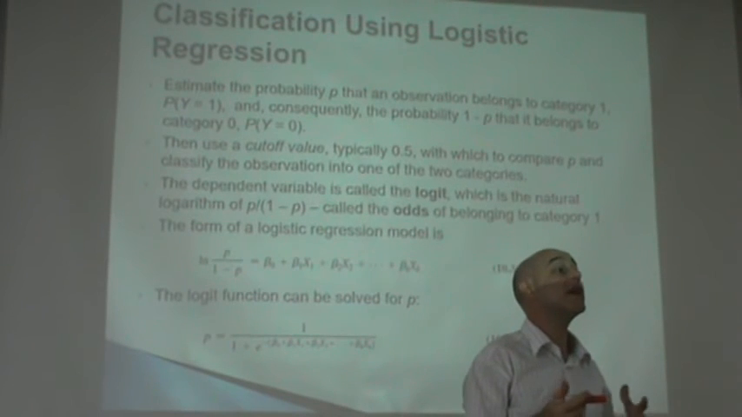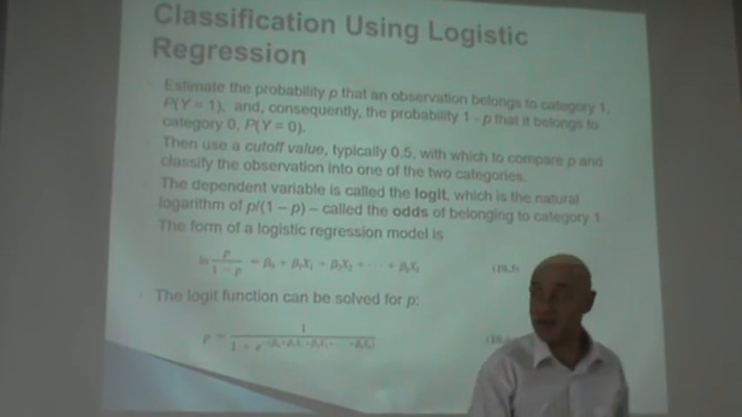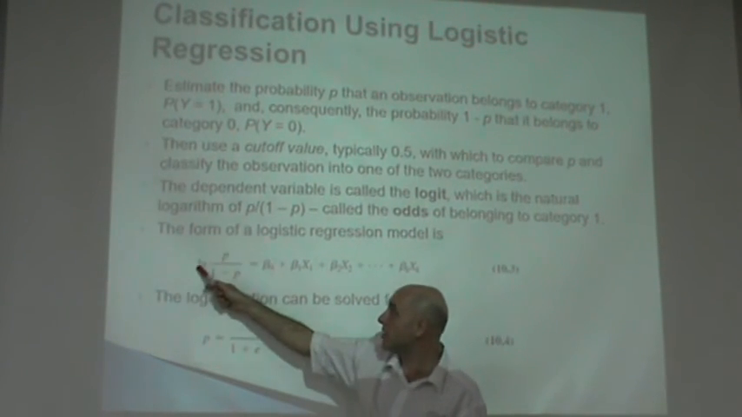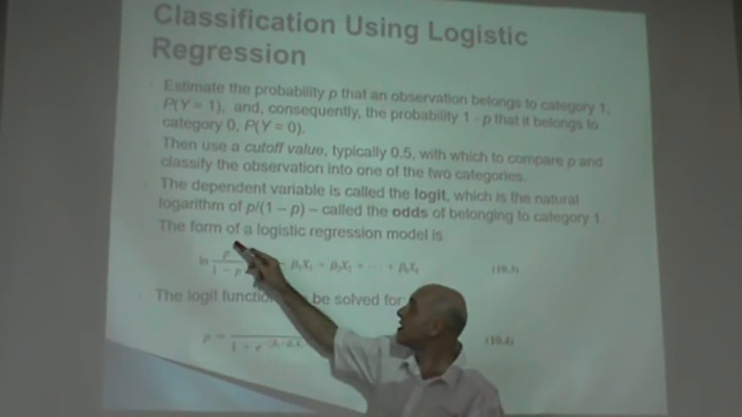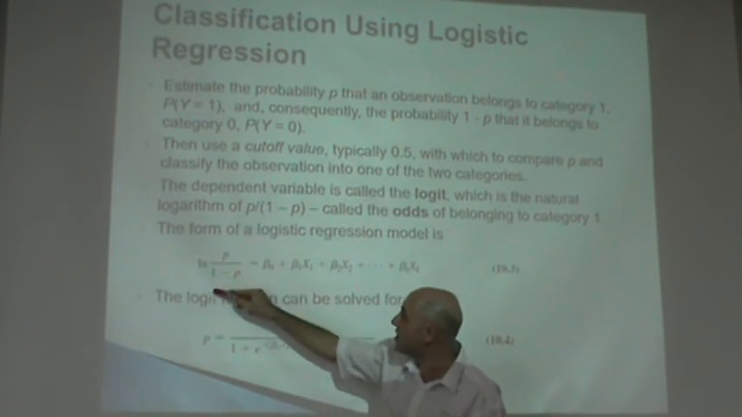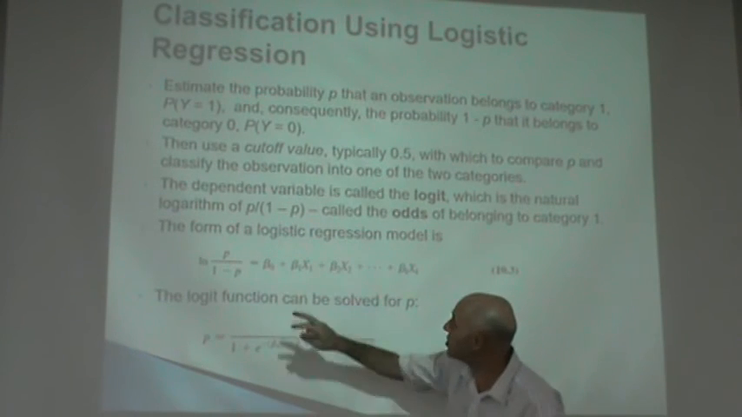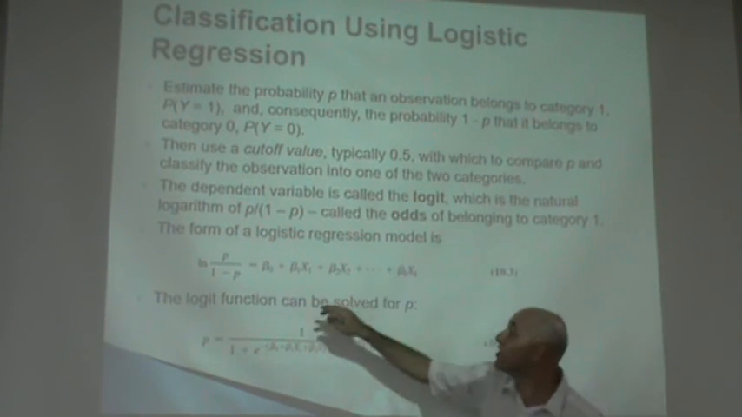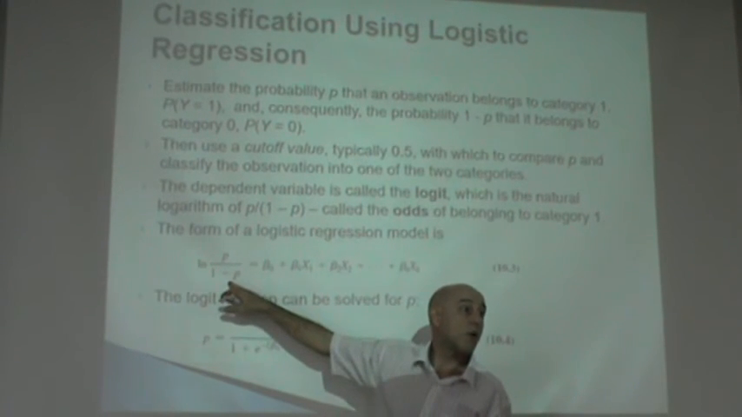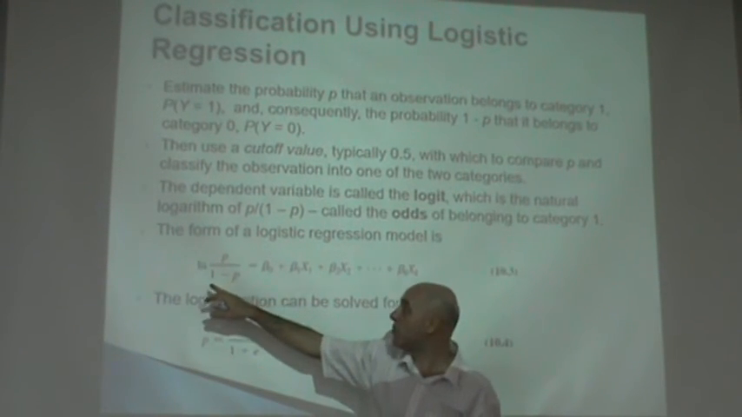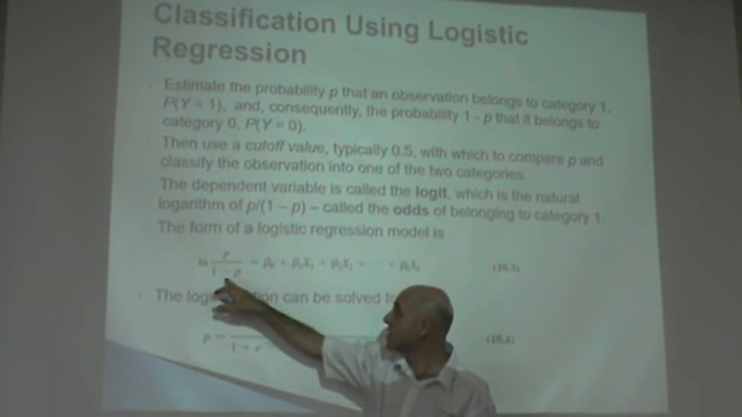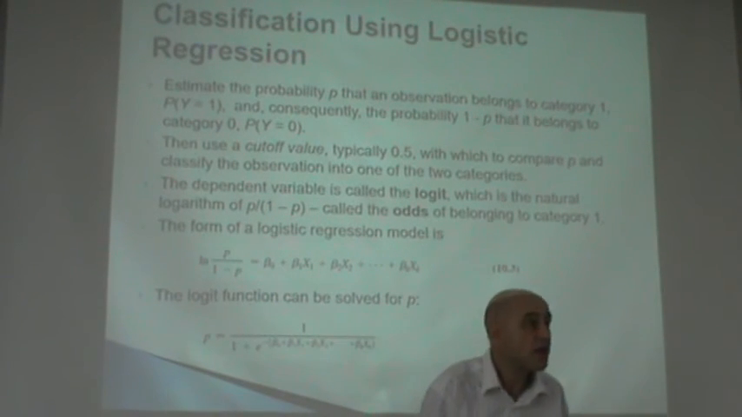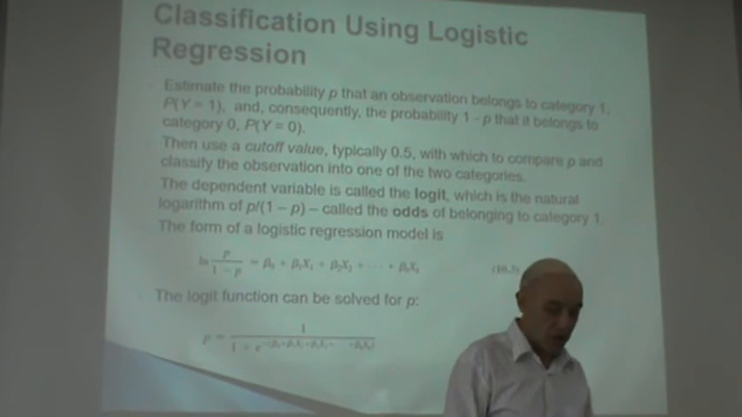And in order to make the statistics work nicely, you will take the log of P over 1 minus P. Well, you just run a standard linear regression of the log of probability ratios. The probability ratio, P divided by 1 minus P, is called the odds ratio.